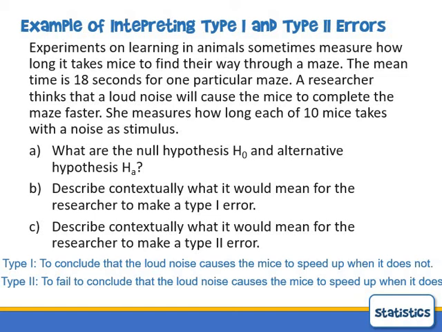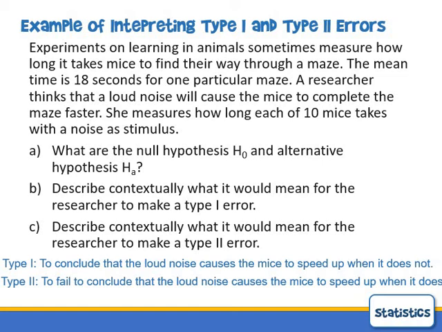And then I have one last example. Let's go ahead and look at that here. So, an example of interpreting type 1 and type 2 errors. So I added another one to that. So here's an example. Experiments on learning in animals sometimes measure how long it takes mice to find their way through a maze. The mean time is 18 seconds for one particular maze. A researcher thinks that a loud noise will cause the mice to complete the maze faster. She measures how long each of 10 mice take with a noise as a stimulus.